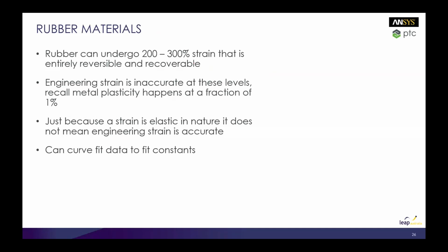Okay, so with rubber materials, as I mentioned before, they can undergo 200 to 300% strain, and that's entirely reversible and recoverable. So engineering strain is inaccurate at these levels. It's only really accurate up to 1%. So if we look at the difference between how engineering strain and true strain are calculated, if we take a bar and stretch it in 3 steps.